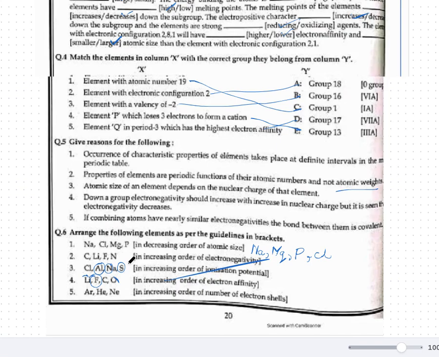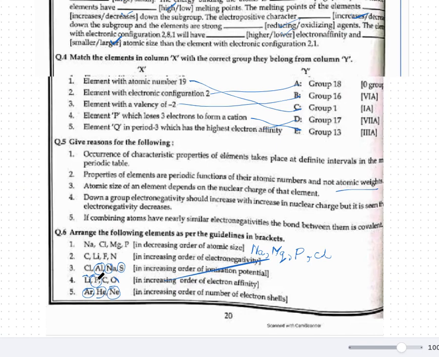Now they are asking increasing order of electron shells. This is everything in group 18. All are inert gases. Electron shells in increasing order: first is helium, and then comes neon. This much you will have to remember a little bit, and then comes argon. So as we go down, the number of electron shells increase.